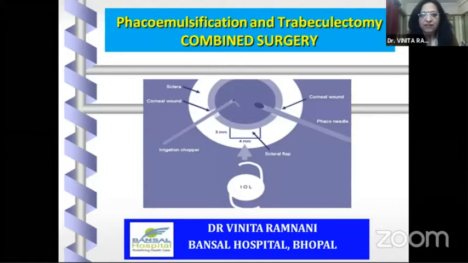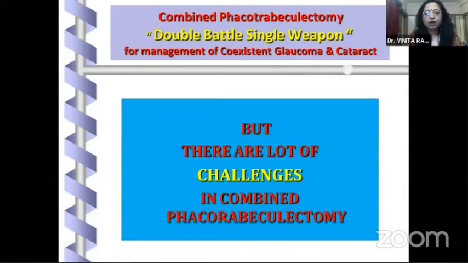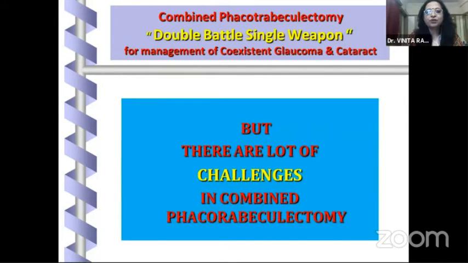So at the outset, I would like to thank AIOC and Dr. Manoj Khatri and Dr. Gajendra Chawla for giving me this opportunity. And I will be talking about phacoemulsification and trabeculectomy, a combined surgery. A combined phacotrabeculectomy is like a double battle with a single weapon to manage coexisting glaucoma and cataract, which is very common in the elderly people we come across.